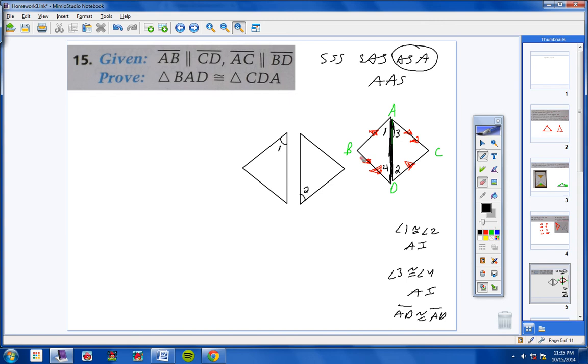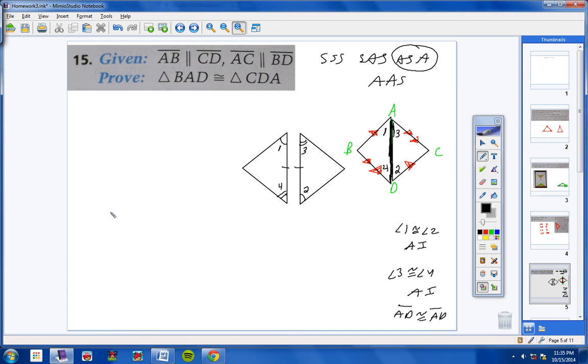Here we go. So we have this here with 2 slashes. Angle 3, angle 4, and then put a slash here and a slash here. So we have angle, side, angle, congruent to angle, side, angle. So this should work pretty good.